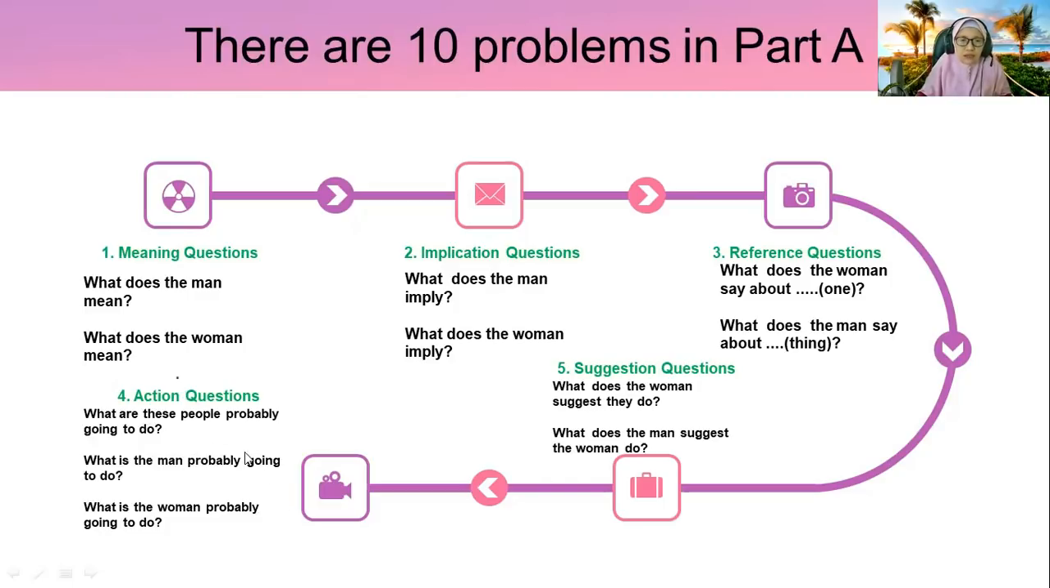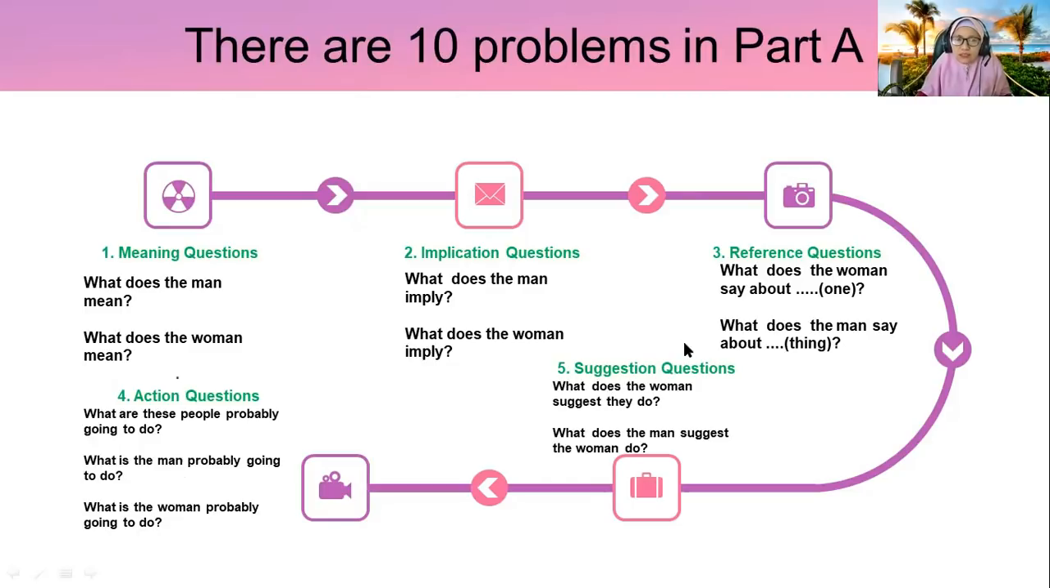The action question asks what these people are probably going to do. So what is the person going to do next? What is the man probably going to do? Okay, the man or the woman. Jadi yang mau dilakukan apa? This is the action. After the conversation, what is the point from the second person? What is he probably going to do? That's what this question is about.